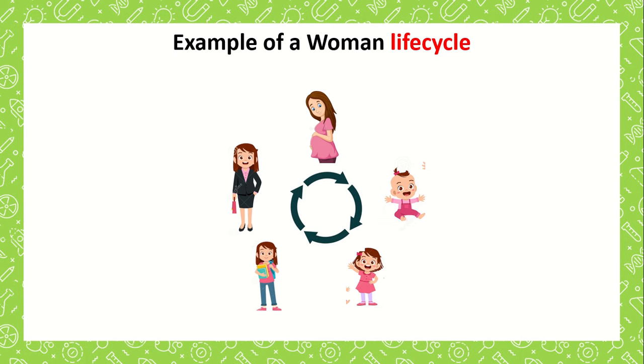This adult woman then becomes pregnant, and she has another baby, and the baby will grow to a little girl, then to a big girl, then to an adult woman, and this cycle keeps going on for every woman. This is what a life cycle is: something that keeps repeating again and again.